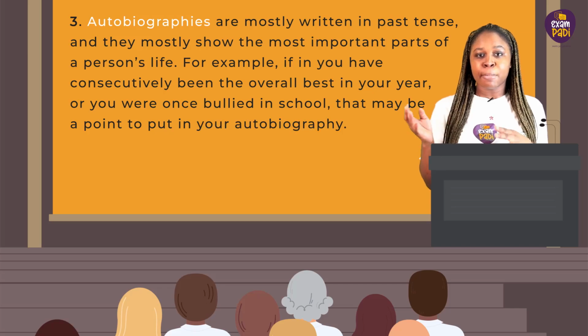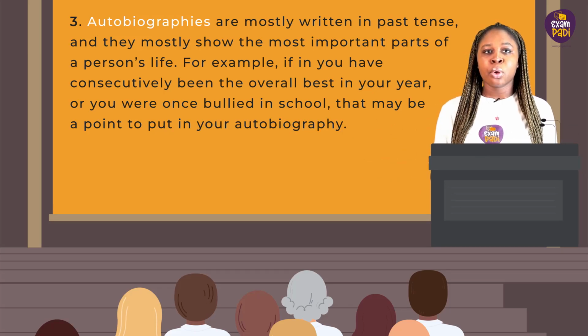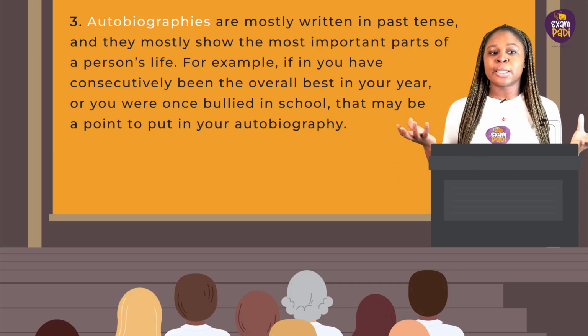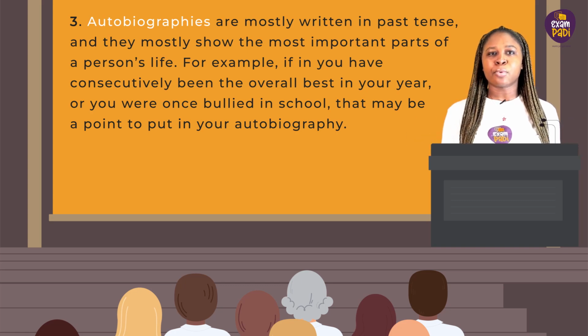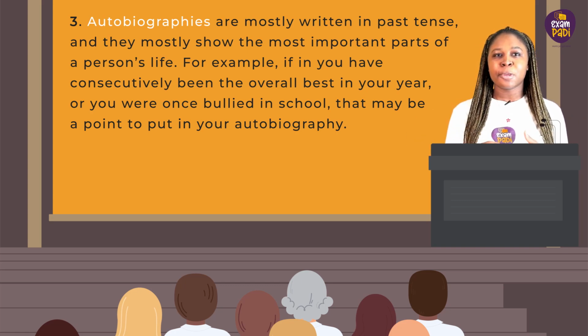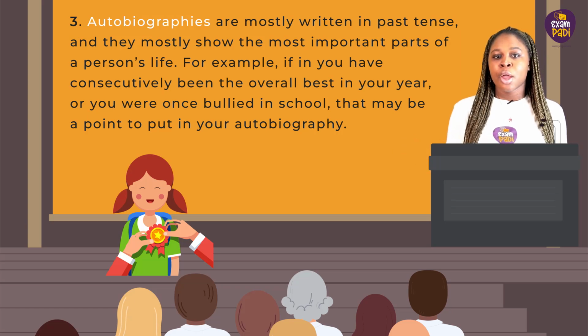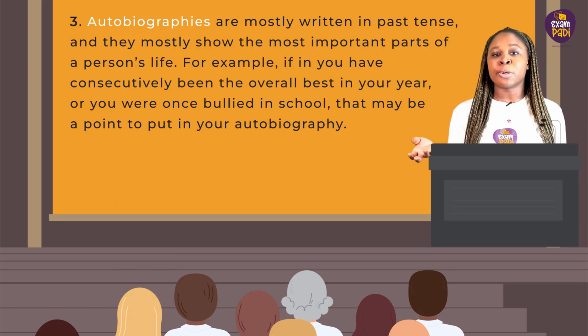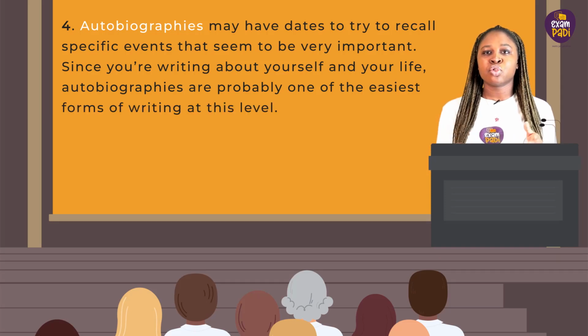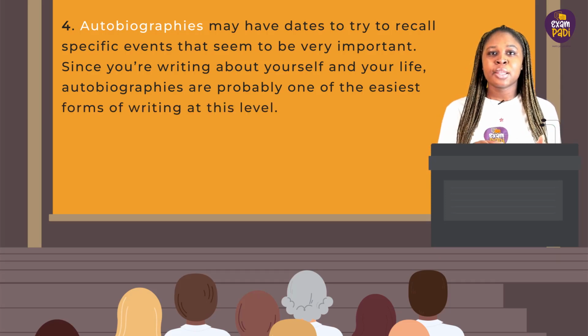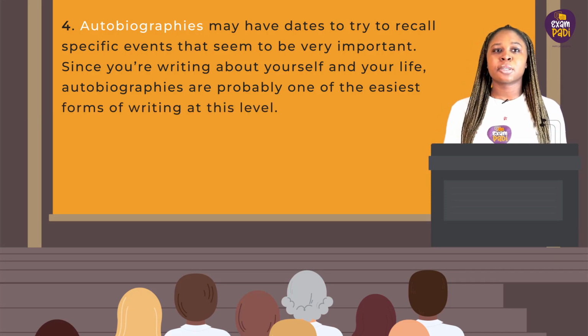Autobiographies are mostly written in past tense, and they mostly show the most important parts of a person's life. For example, if you have consecutively been the overall best in your year, or you were once bullied in school, that may be a point to put in your autobiography. Next, autobiographies may have dates to try to recall specific events that seem to be very important.